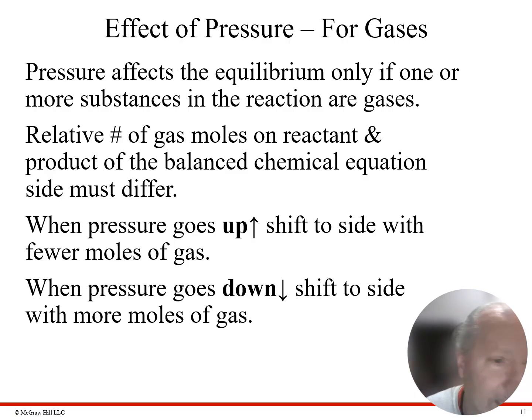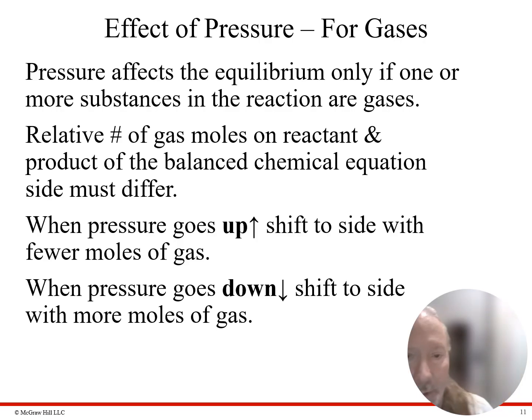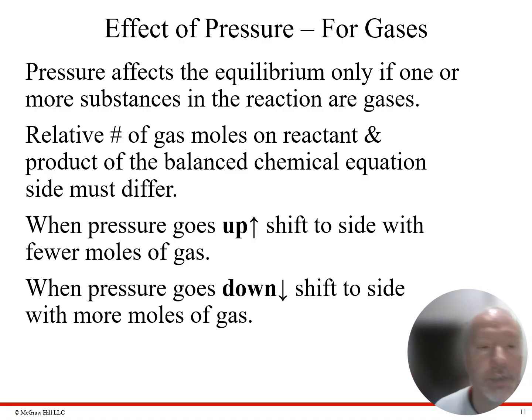So if we add more products, we're going to end up getting more reactants made. If we add more reactants, we're going to shift the reaction to make more products. So if we add pressure, we're going to have to relieve that pressure. And if we reduce the pressure, we're going to have to see how that also affects the reaction. So we have to think about the relative number of gas moles of reactant and product.